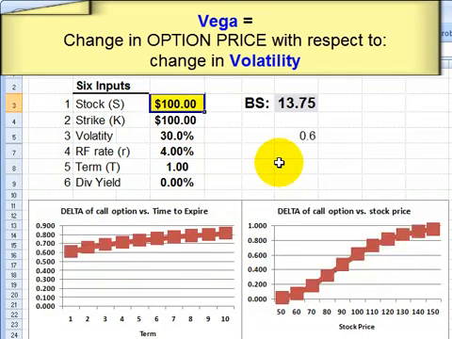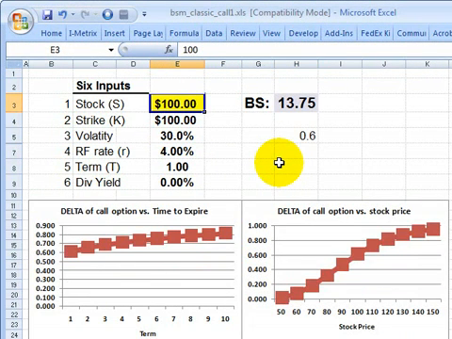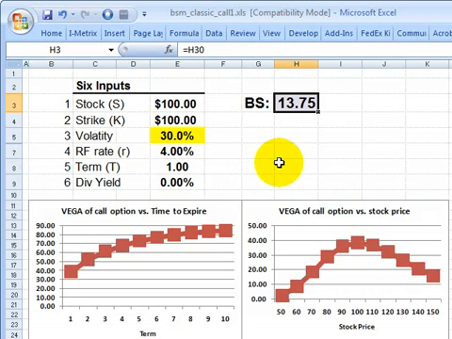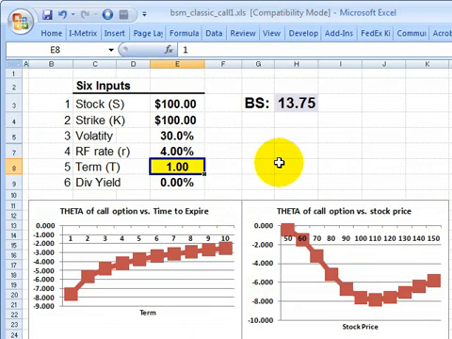So we've covered, in just about 8 minutes there, all of the basic Greeks. Delta is with respect to the stock price. Gamma is with respect to delta. Vega is with respect to volatility. Rho is with respect to interest rate. And theta is with respect to remaining life or term on the option.